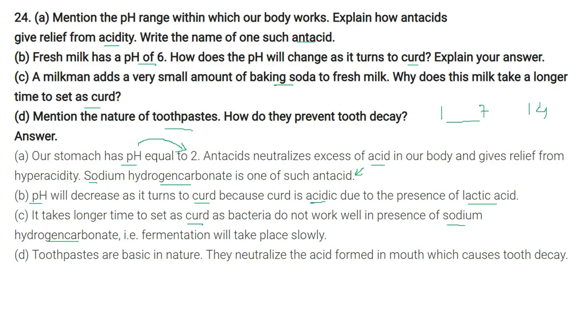Mention the nature of toothpaste. How do they prevent tooth decay? So toothpastes are basic in nature. The acid which is formed in our mouth is neutralized by the toothpaste, and this acid is what actually causes tooth decay.